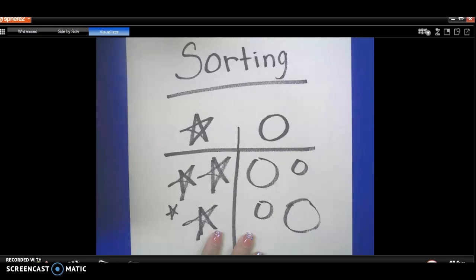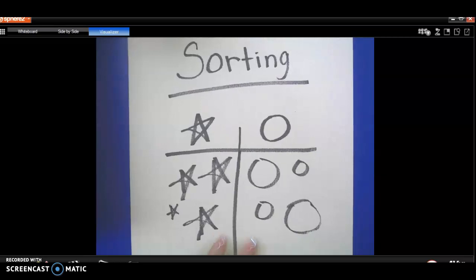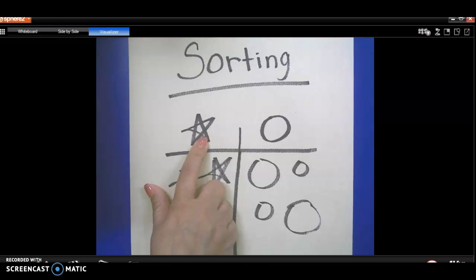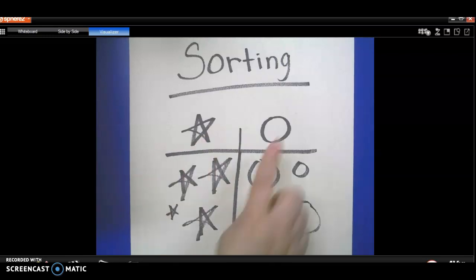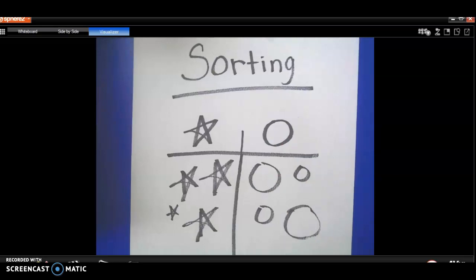So I drew the picture here for you about sorting. So remember, all the stars, we're sorting by how they look, by their attribute or their shape. So we're going to put all the stars right here and all the circles right here. Okay, so that's what we're going to be doing today.